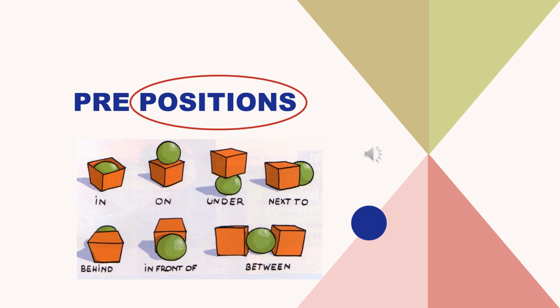You can see from the name itself, if we divide the word prepositions into two, you will find the word position hidden in it. Thus, prepositions are the words that are used to indicate the position of an object. For example, you can see in the picture as well, prepositions are words like in, on, under, next to, etc., depicting the position of the ball.